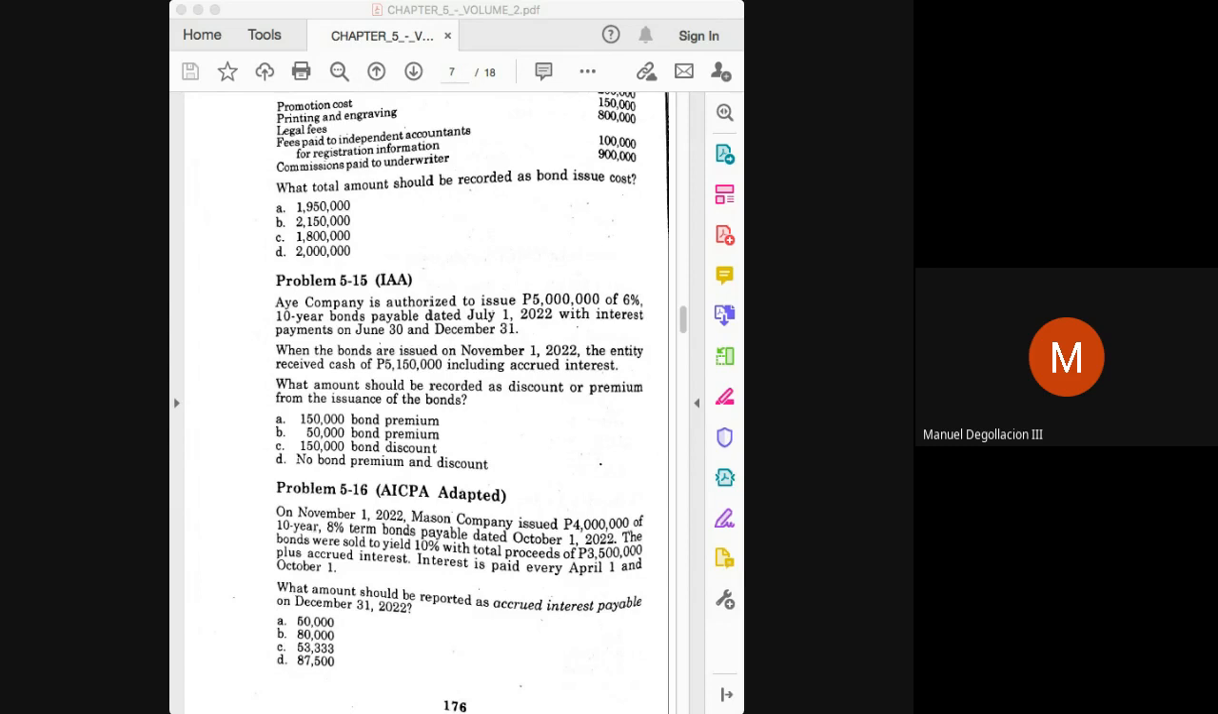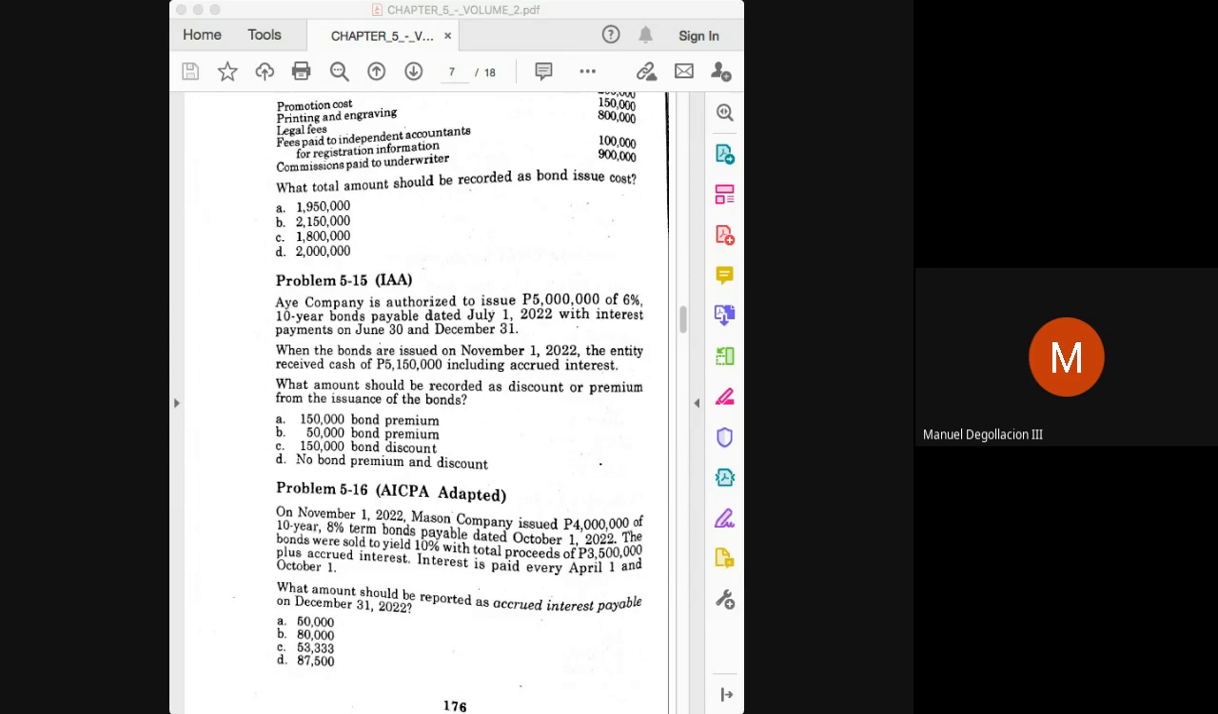Now, although this will not be relevant for this problem, I want you to see the distinction, because in problem 5-15, the problem tells us that the 5,150,000 is inclusive of the accrued interest. Okay, whereas here, the problem did not state that the accrued interest is already included in the 3,500,000. It says total proceeds of 3,500,000 plus accrued interest. So to determine the exact total proceeds, you will still have to determine the accrued interest.